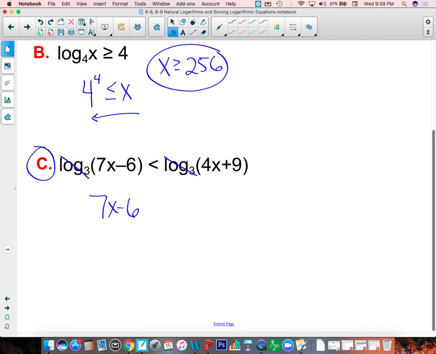Then we have 7x - 6 < 4x + 9. From there, you solve it just like a normal inequality. All right, so I'm going to put the x's on the left and then put the numbers on the right. So it'll be 3x < 15, x < 5.